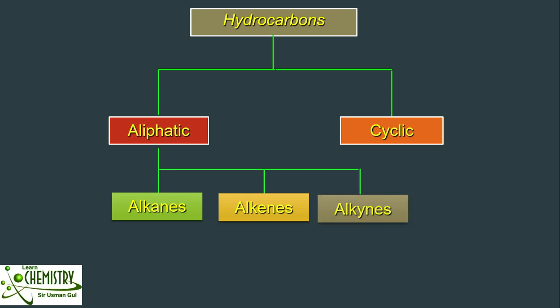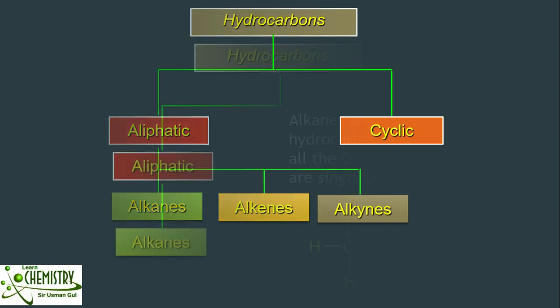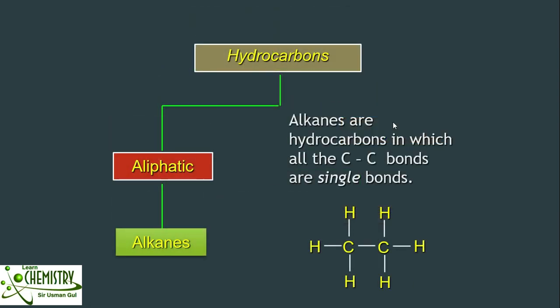When we discuss what alkanes are, alkanes are hydrocarbons in which all the carbon-carbon bonds are single bonds. Right now this is a very simple example in which you can see only two carbons. It is not necessary that a molecule has only two carbons. Maybe there are more than two carbons. What we will see is that they should contain all carbon-carbon single bonds, then they will be classified as alkanes.